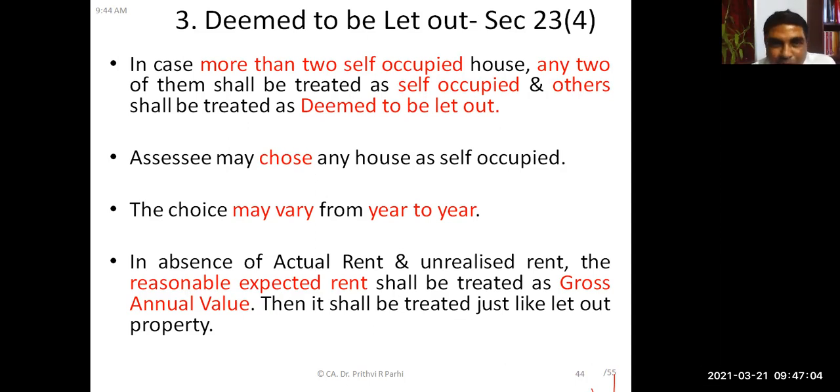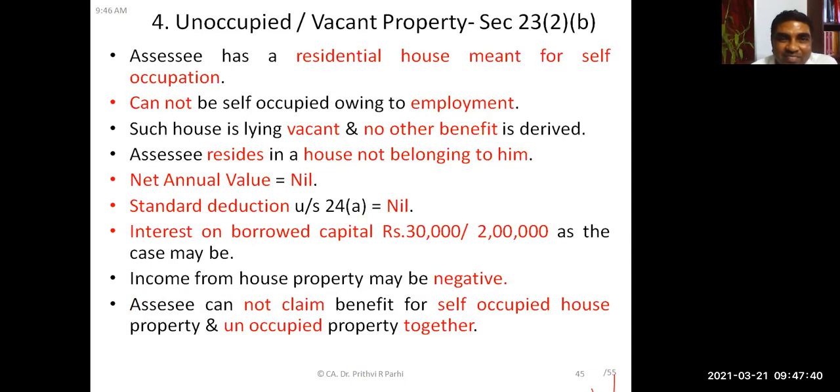I had explained that concept to you, but again, as a separate category, let me quickly explain. You know what is deemed to be let out house? When more than 2 houses are self-occupied, any 2 of them can be treated as self-occupied, and the others shall be deemed to be let out. You may choose any 2 houses, and the choice may vary from year to year. There will be no actual rent, no unrealized rent. The reasonable expected rent shall be treated as the gross annual value. Thereafter it will be treated just like a let out house.